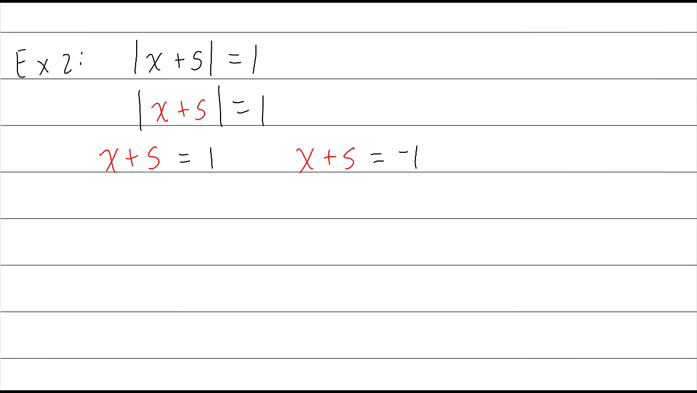On the left, subtracting 5 from both sides gives me x equals -4. There's my first solution. On the right, subtracting 5 from both sides gives me x equals -6. There's my second solution. So even though this wasn't just an x, we can still work it out the same way. Okay, let's do another one.